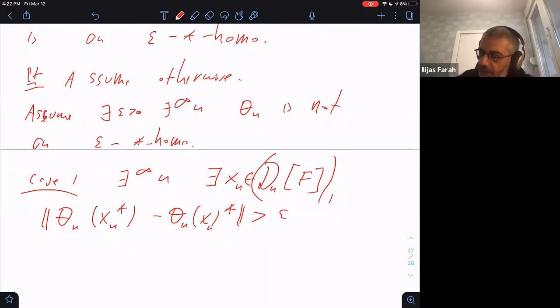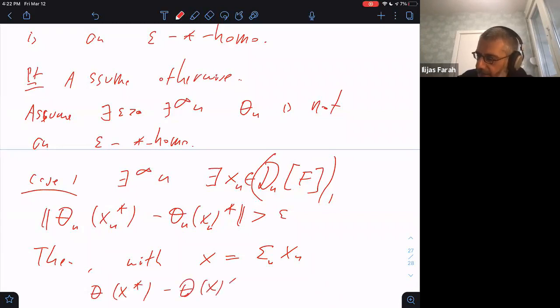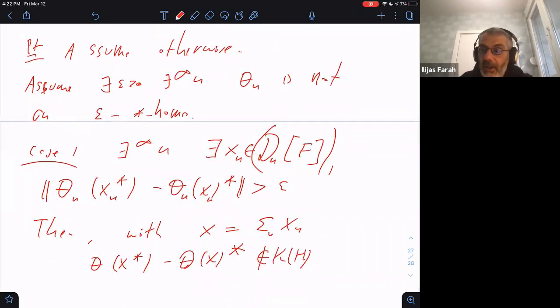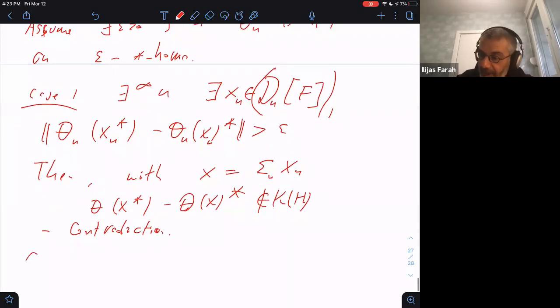Well, then what happens? With x equal to the sum of these xn's, so I'm taking only some of those xn's and leaving zeros in the other coordinates, we have that theta of x star minus theta of x star, this difference is epsilon forever, so this is not a compact operator, but this is a contradiction. Right, because theta is a lift of our star homomorphism. And the other 3 cases, the proofs are analogous.